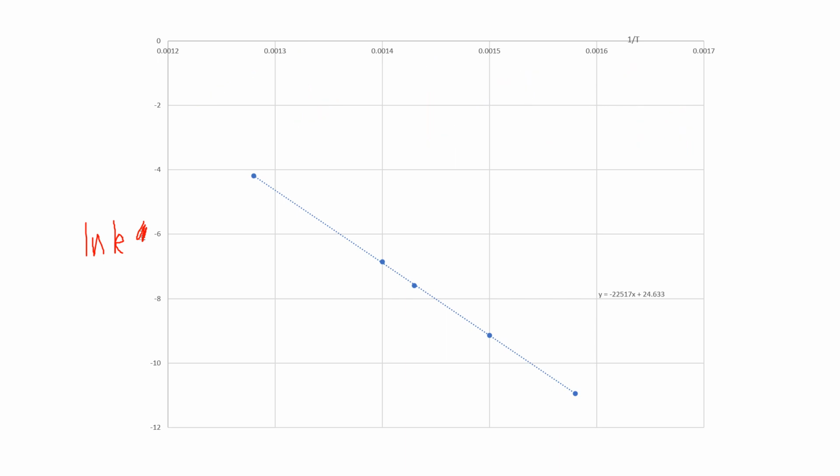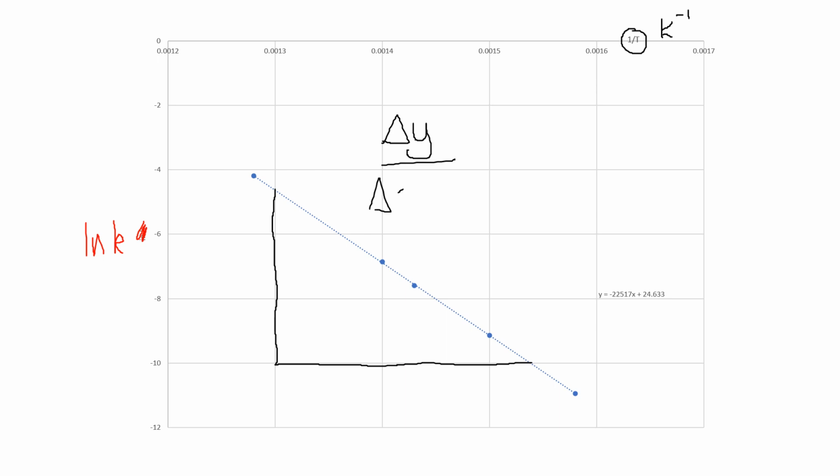And then on the x-axis, I've got 1 over T, which is Kelvin to the minus 1 for the units. And notice I've zoomed right in to get your line of best fit. Once you've done that, what you need to do is get yourself a ruler and draw a triangle, basically a tangent to your curve to work out the gradient. So a straight line going down, a straight line going across. And what we're calculating here is the change in y divided by the change in x.